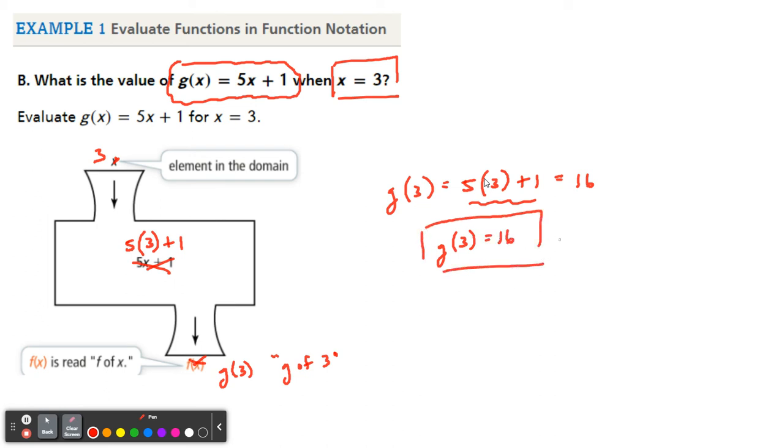That is your answer. This is an ordered pair on a graph. Your x value, or your input, was 3, and your output, your y value, was 16. That is another way to think about the answers to these function evaluation questions.